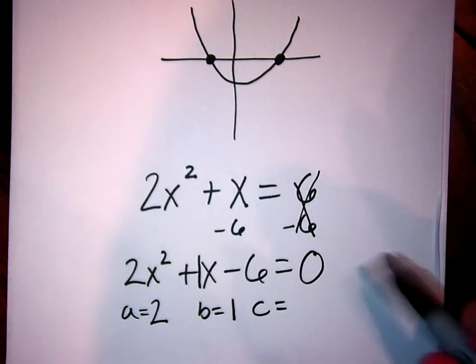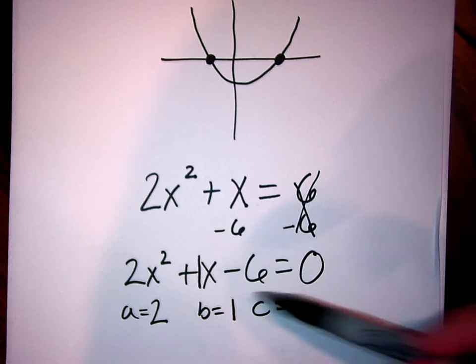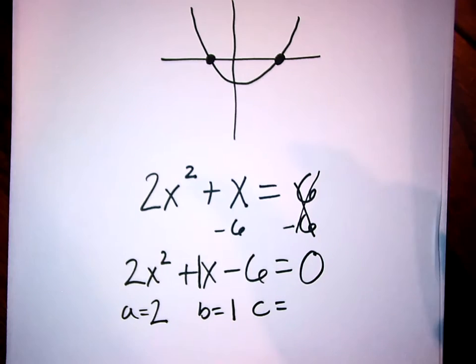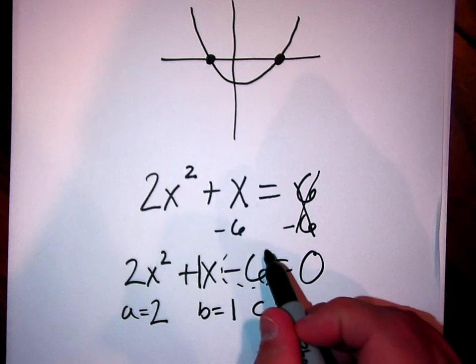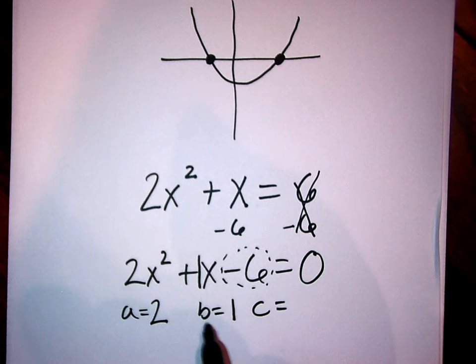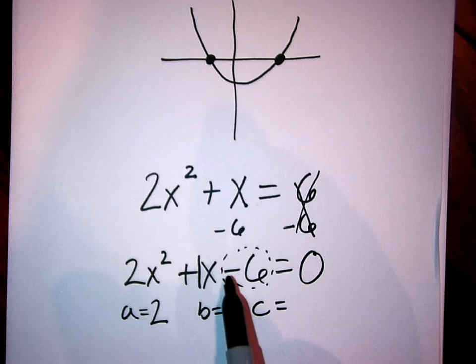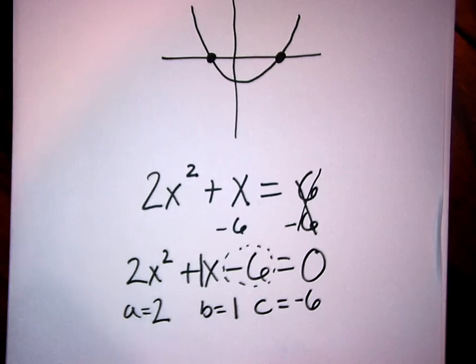And the C value is always just the number that's by itself with no variable. Now, this is where I need to specify something really tricky sometimes, and that is to make sure you take the sign with it. For the A value, because it's positive, we just put 2, and same thing for the B value, it's positive. But here with the C value, it's a minus 6, so that's going to make our C value negative 6. Okay.